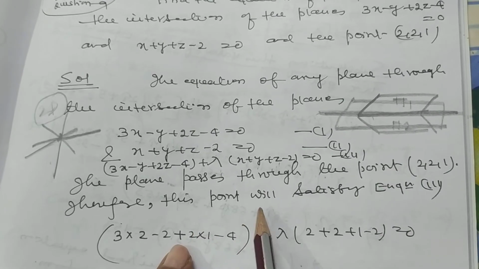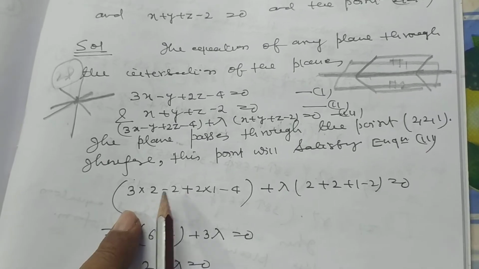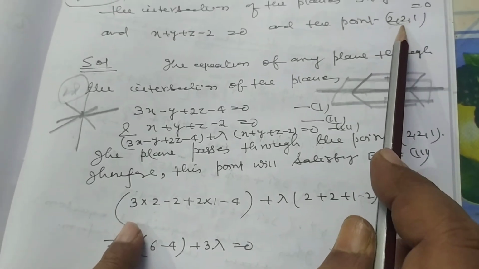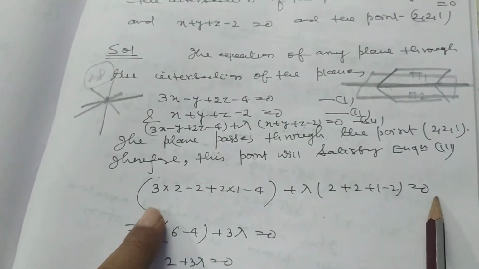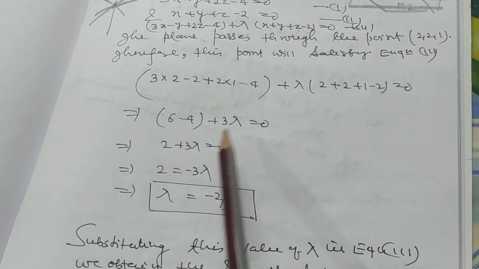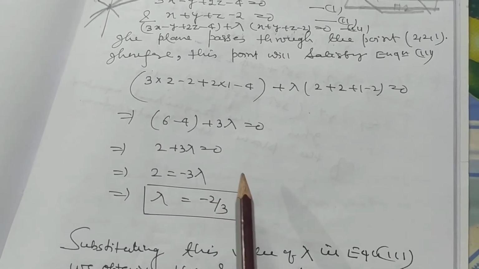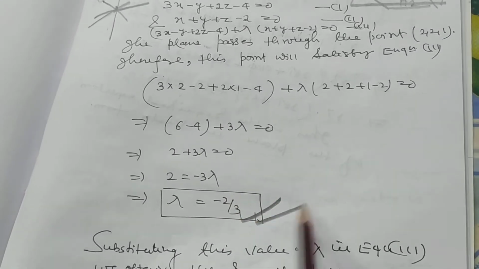Therefore, the point will satisfy equation 3 by putting x is equal to 2, y is equal to 2 and z is equal to 1 in this equation. We get 6 minus 4 plus 3 lambda is equal to 0, 2 plus 3 lambda is equal to 0, 2 is equal to minus 3 lambda, and lambda is equal to minus 2 by 3.